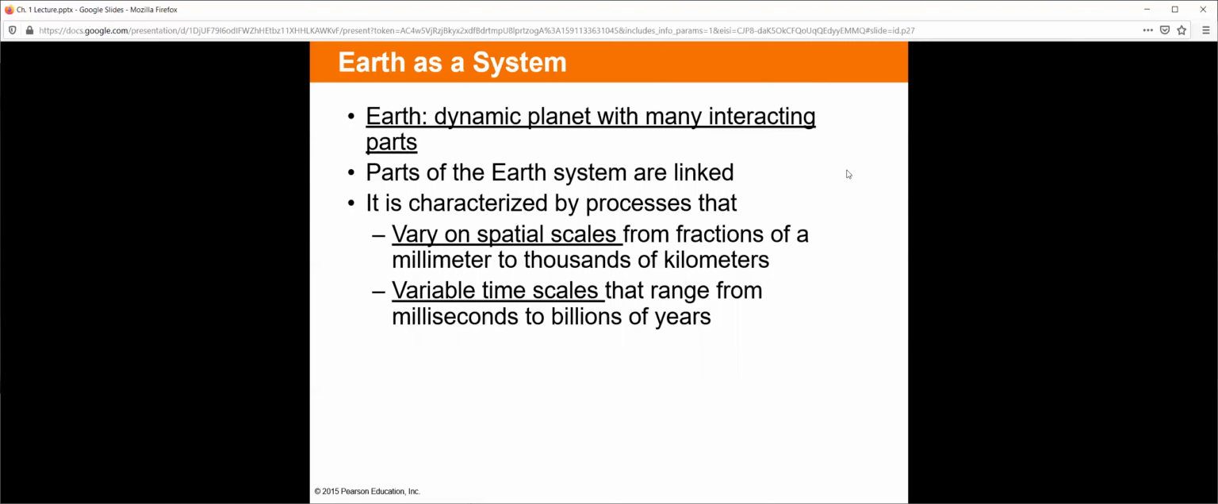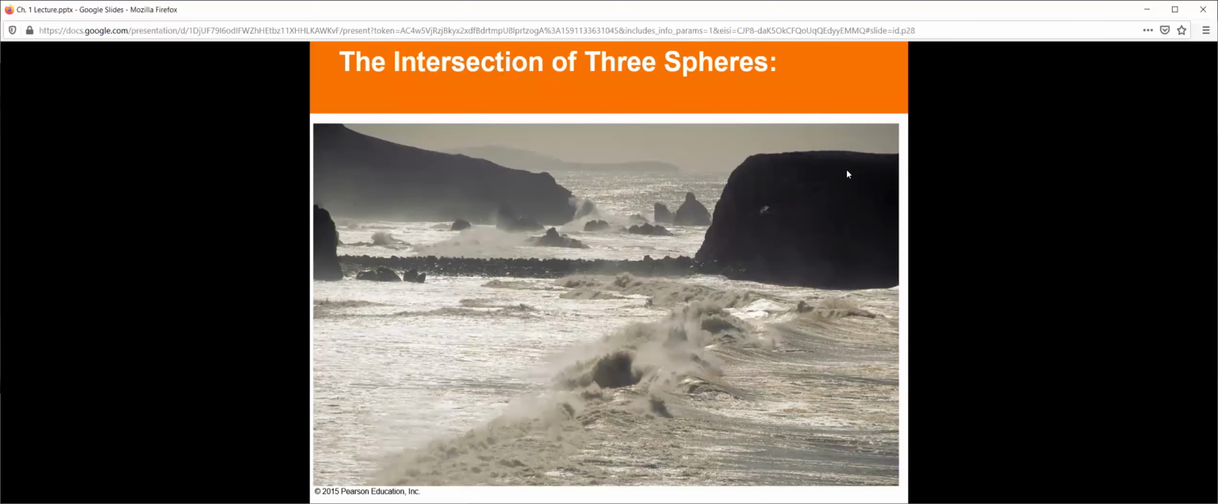Some geo-related events can happen almost instantaneously. Some geo-related events take literally billions and billions of years to happen. More so the millions and the billions usually, but we will get into that, right? It's only chapter 1.